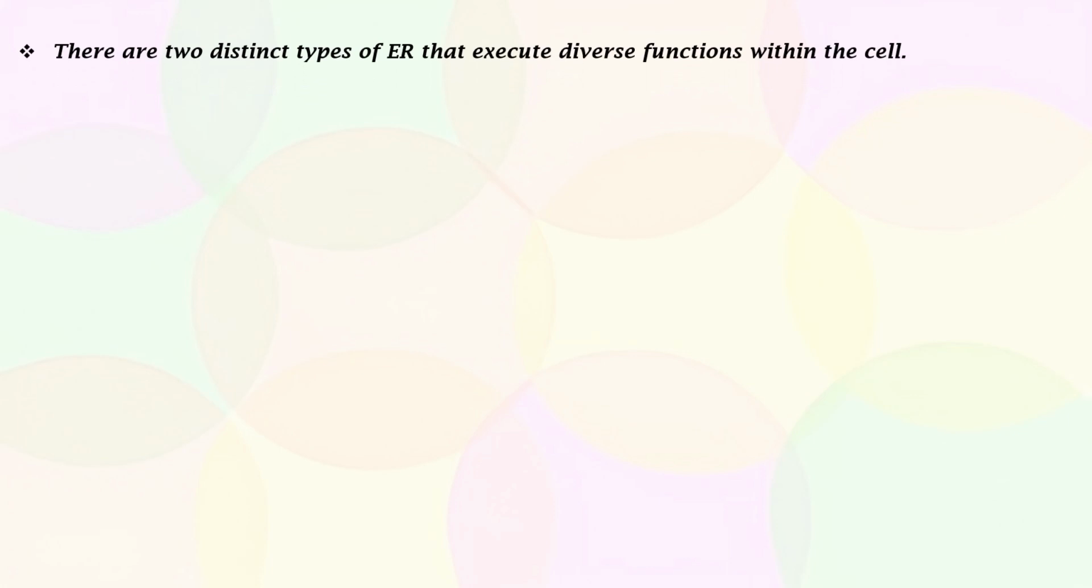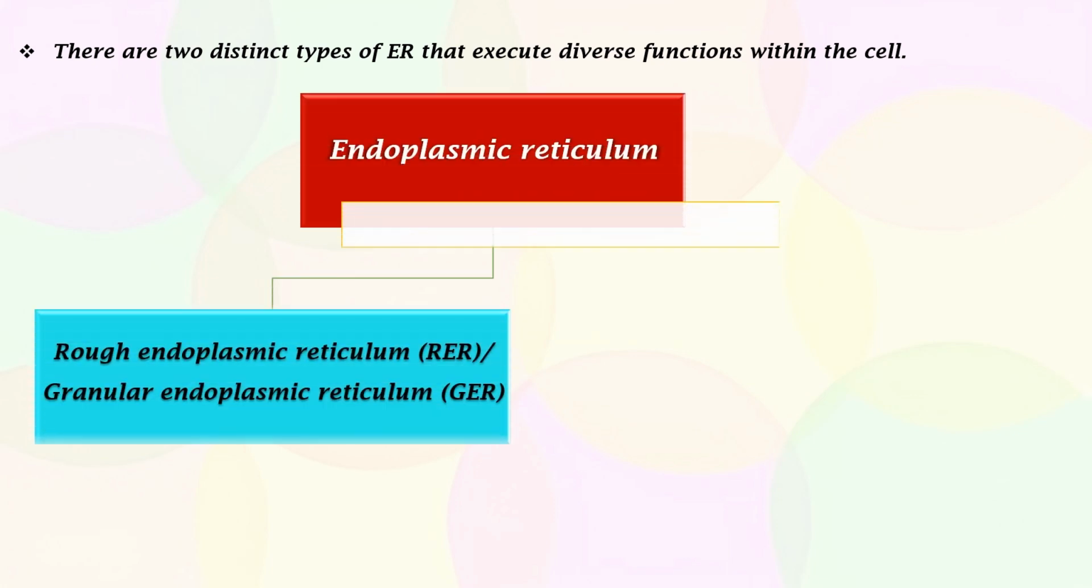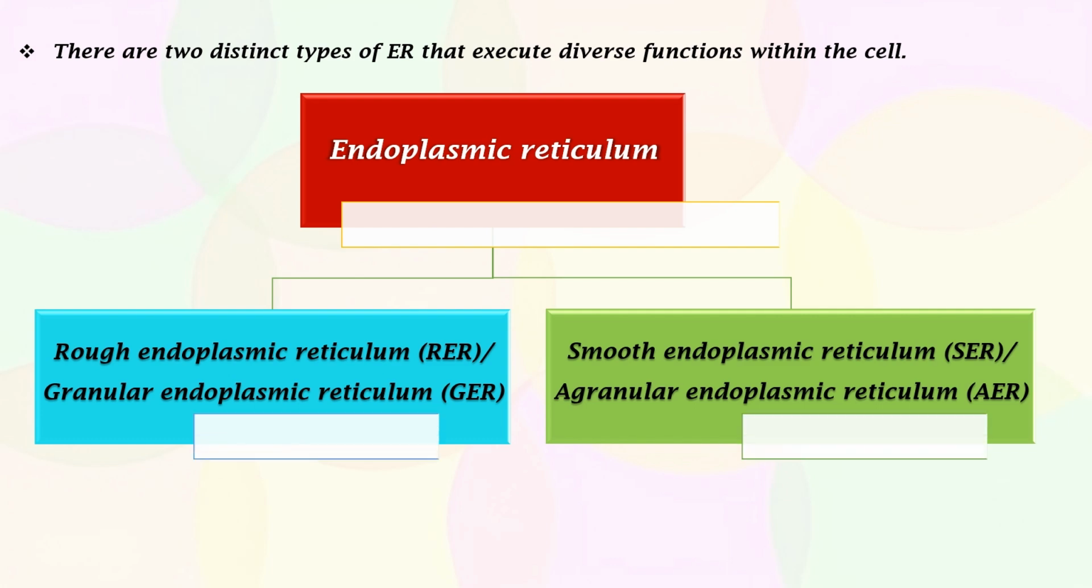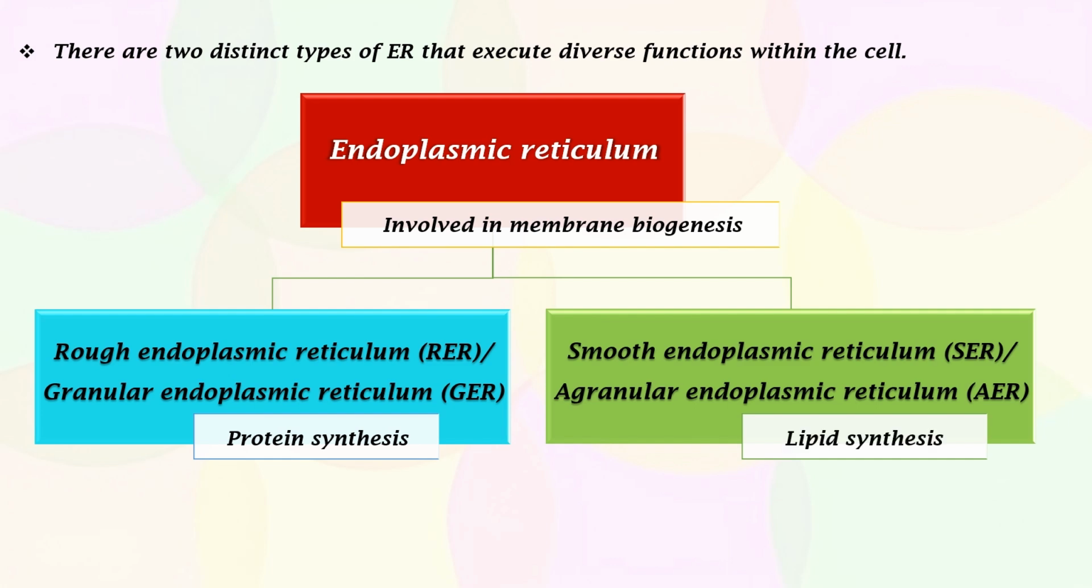To gain a better understanding of the largest organelle in a cell, let's talk about the two distinct types of ER that execute diverse functions within the cell. Rough endoplasmic reticulum, otherwise called granular endoplasmic reticulum. Smooth endoplasmic reticulum, otherwise known as agranular endoplasmic reticulum. The main function of ER is that it is involved in membrane biogenesis. Rough endoplasmic reticulum is associated with protein synthesis, and smooth endoplasmic reticulum is associated with lipid synthesis.